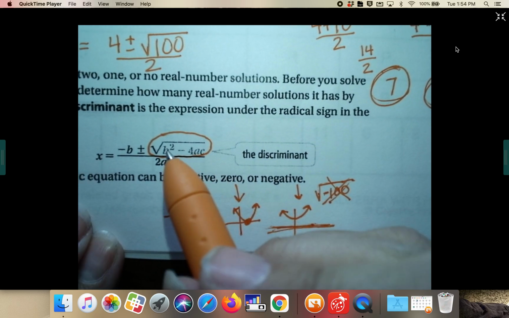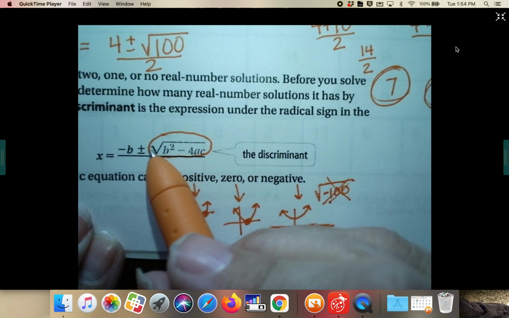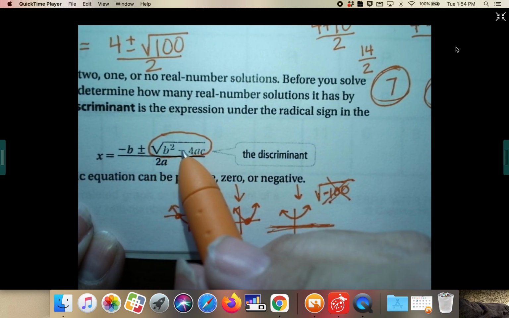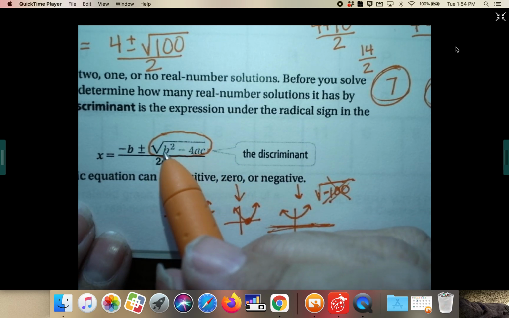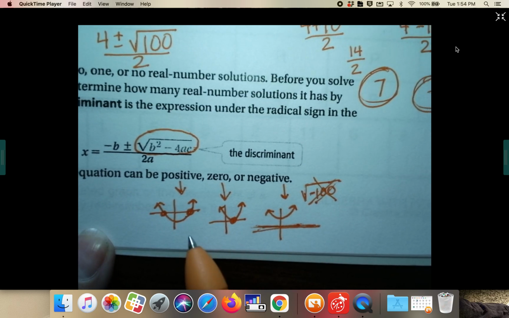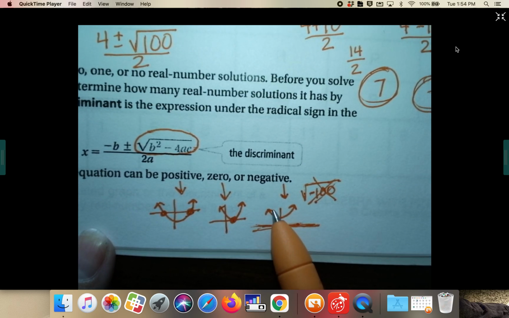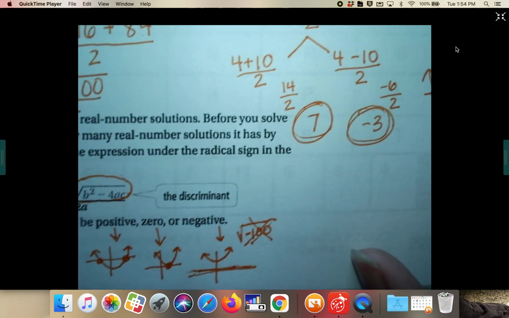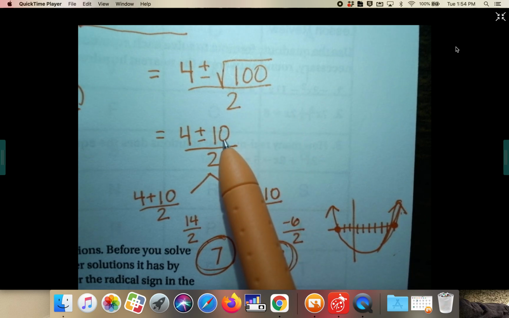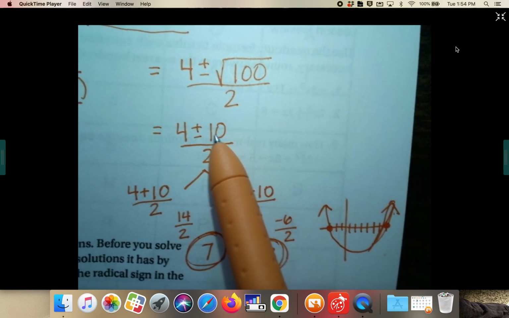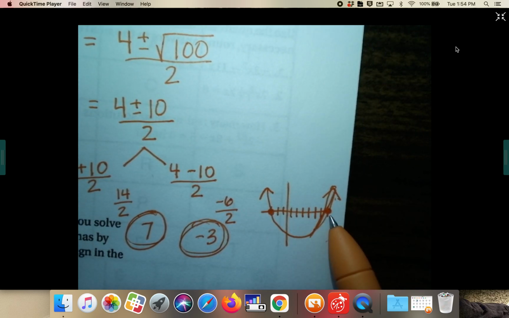So this part of the quadratic formula, the square root of b squared minus 4ac, tells us some important information. Whatever you get when you do just this section is going to tell us whether there's going to be two solutions, one solution, or no solutions. So knowing that we got the discriminant to be the square root of 100, which is 10, that's a positive. That tells us there was going to be two answers.